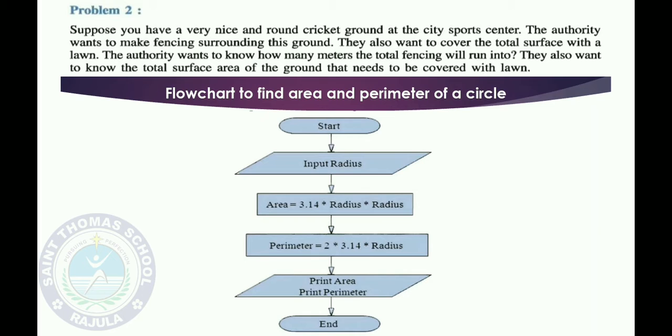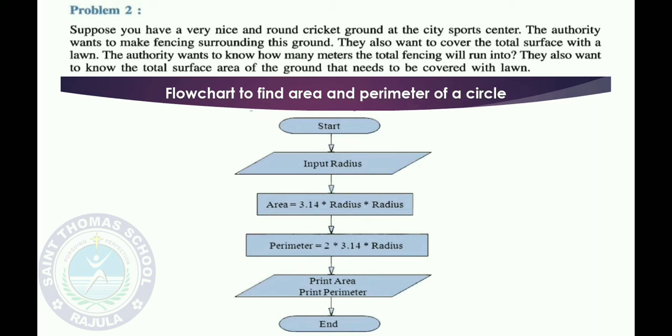Now after getting the area, the second process that we need is the perimeter value. For the perimeter, the formula is 2 pi r. So 2 is the static value. Again for pi we have 3.14, and the radius we have assumed as 10. So 2 multiplied by 3.14 multiplied by 10. Then you will get the perimeter value. Then print the area and print the perimeter, that is the output of your program, and then end. So this is again a simple program to find the area and perimeter of a circle.